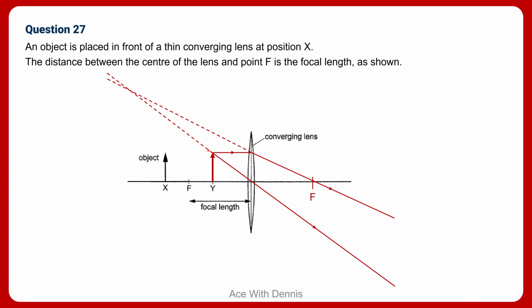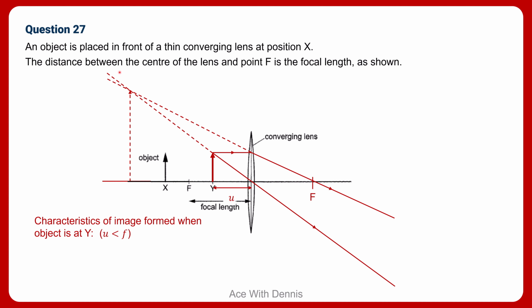Okay, as you can see, these two dotted lines intercept at this point, which means that the image is formed here. As you can see from here, we talk about the characteristics of the image formed when the object is at Y. First, the distance between the object and the lens is U, which is less than F. Once you identify the position of the object, then we can determine the characteristics of the image.